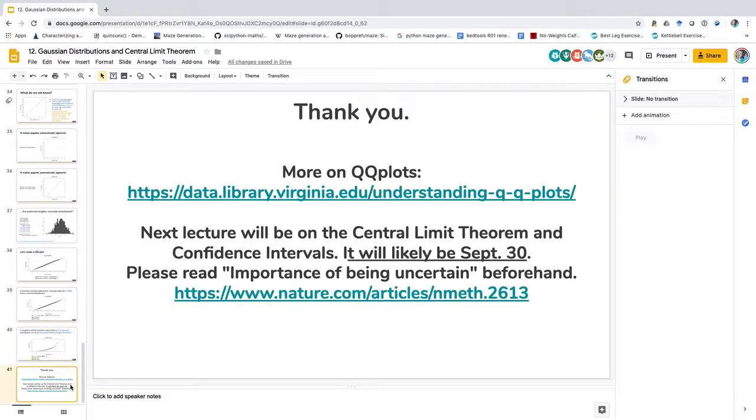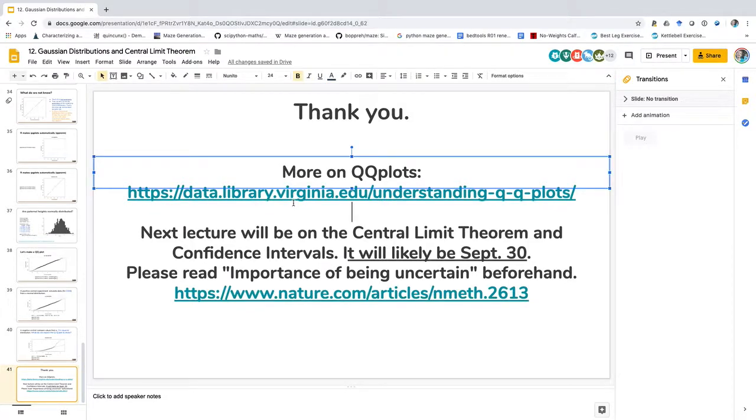Just quickly looking forward, if any of that was difficult, this write-up from a former colleague of mine at UVA is really wonderful about how QQ plots work, some of the theory, and some really nice examples that go into a little more depth than what I had time for.